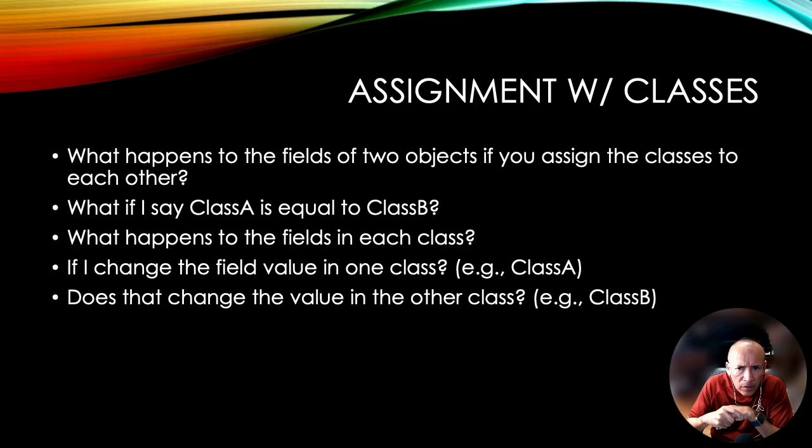Okay, we got another puzzle for you. What happens if you assign two classes to each other? What happens to their field values? Specifically, let's say you create one class, class A, and class B, and then you assign one class equal to the other class. So you assign the reference of class A to the reference of class B. Not the fields, but one class to another class. What happens to the field values in the class that gets assigned? Does that change, or does it stay the same?